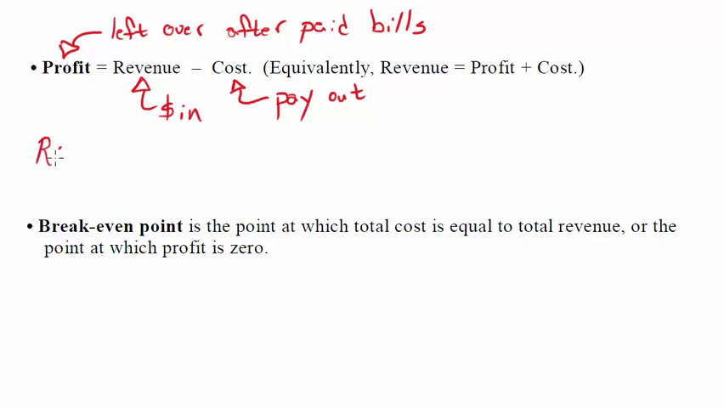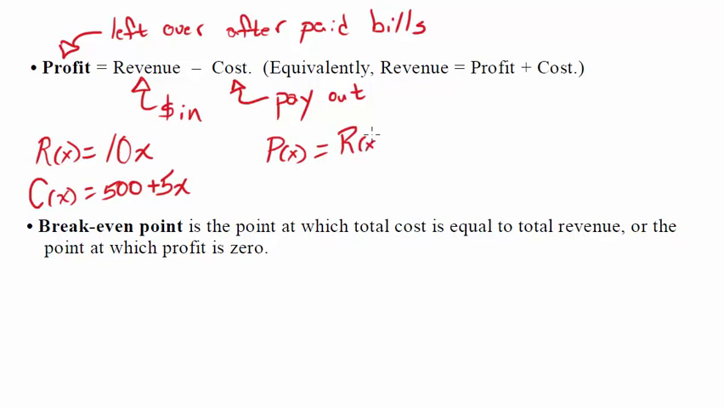So just to refresh here, we're going to call this one R of x. This is 10x, where x is the number of cheesecakes I'm producing. Then C of x, my total cost here, was 500 plus 5x. So what's left over, my profit, P of x, would be what I'm bringing in minus what I have to pay out. So what I'm bringing in is 10x minus my entire total cost, which would be 500 plus 5x.